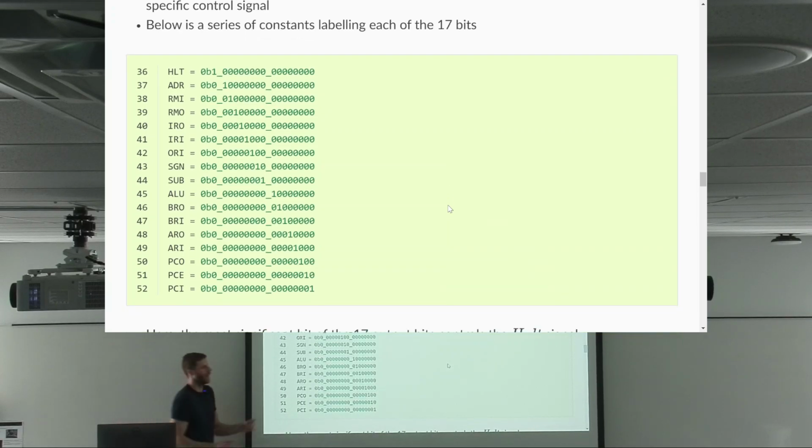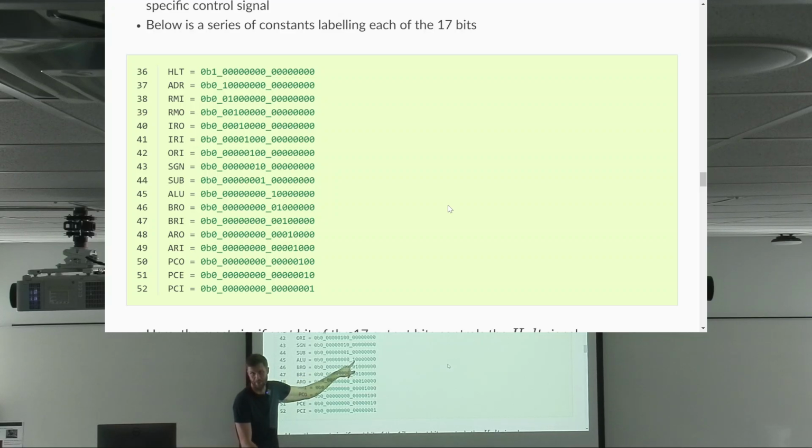So all I really care about is the bit pattern going out. If I wanted to halt and only halt, I need the one bit from the 17-bit output to be high, the one that connects to the halt part of the circuitry. If I want to do ALU out, I need this bit to be high, right?